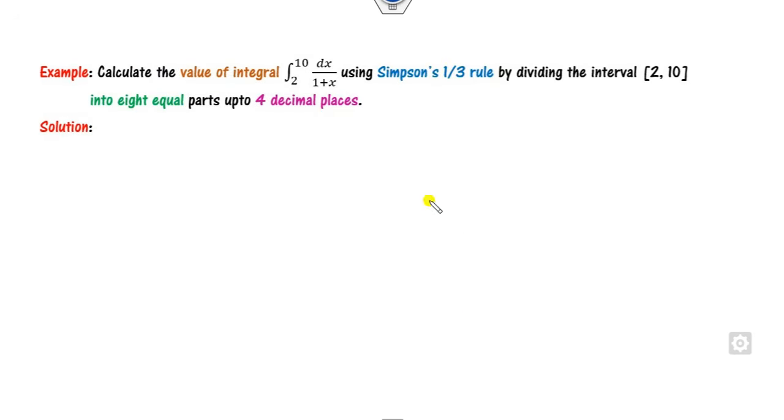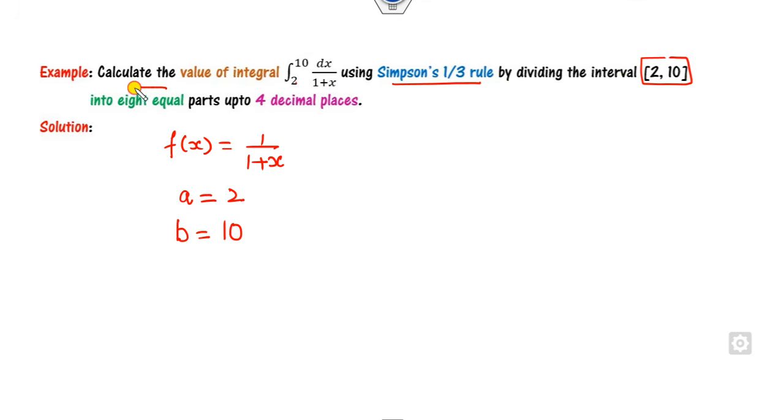Now look at the second example so that you can learn it more. What is my f(x)? f(x) is 1 over this. What is the lower limit? It's 2. Upper limit is 10. Again the Simpson 1/3 rule. Divide this interval into 8 equal parts. It means n is 8, which is not equal to 2. We can use the composite Simpson 1/3 rule.